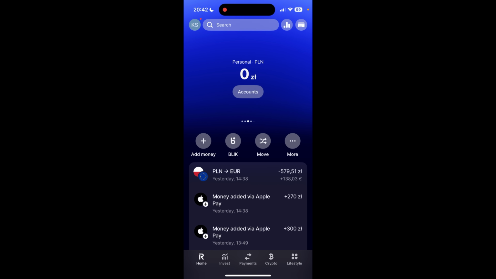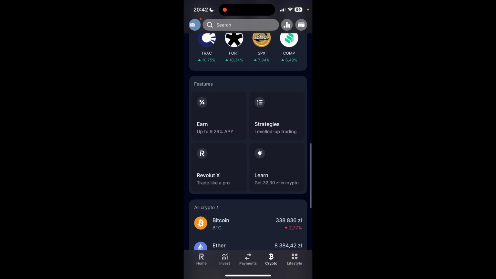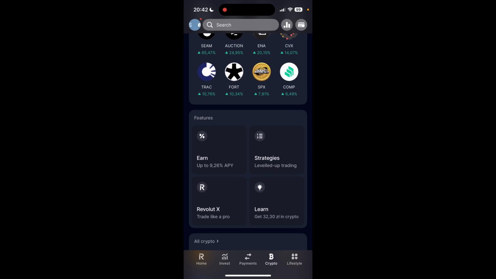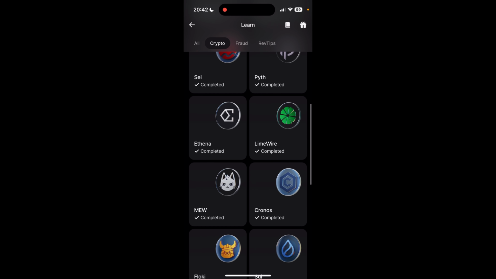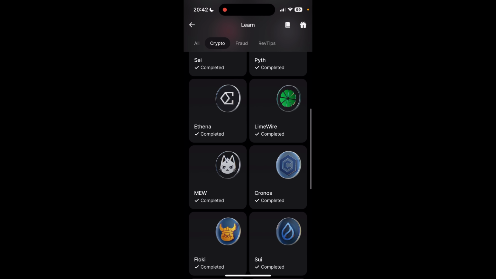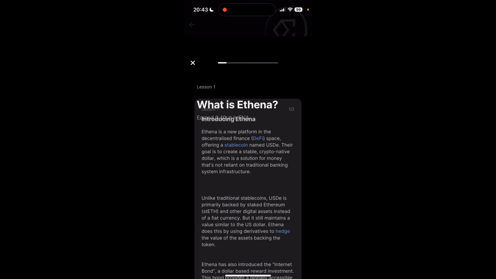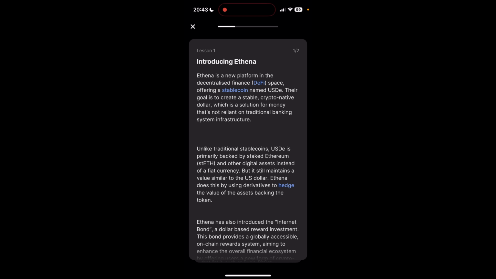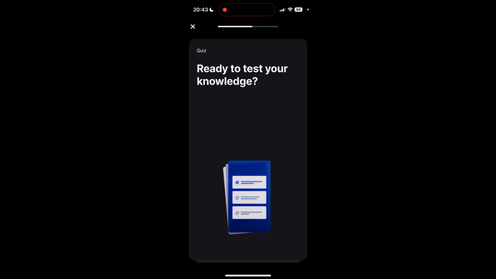Go to the section Crypto, scroll to the bottom, extra features, button Learn, find Ethena, push on it, and we have two lessons. Let's start. Read about this, and if you're ready, we can go to the crypto quiz.